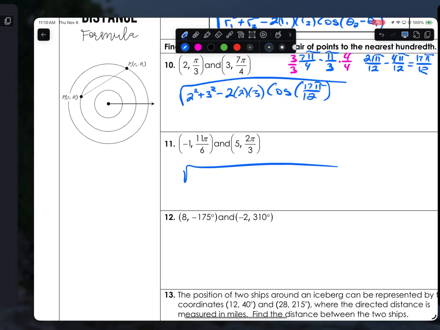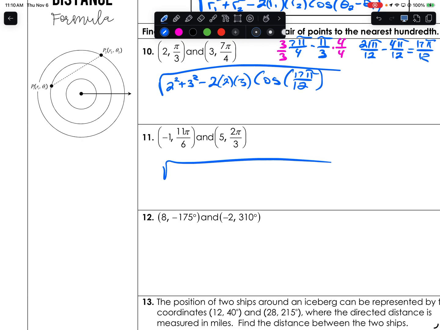How'd you get pi over...? So I did 2 pi over 3 minus 11 pi over 6, and this I have to multiply by 2 over 2. But wouldn't it be negative 7 pi over 6? It would, you just did something... Oh, I did it backwards. I did 2 pi over 3 minus 11 pi over 6. So it'd be negative 7 pi over 6, right?